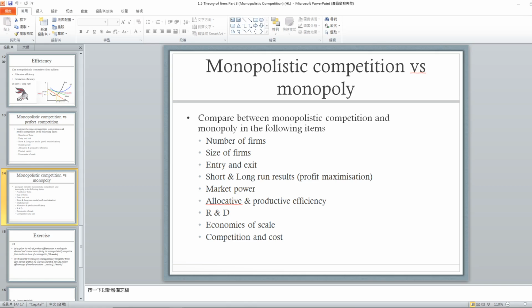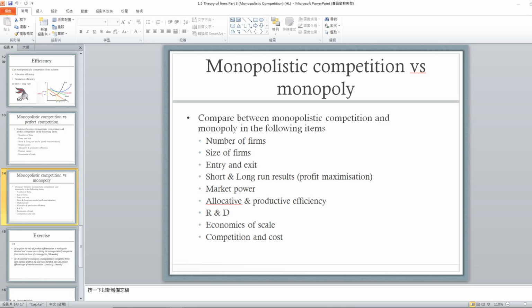So when we have monopoly, profit maximization, or more specifically, economic profit, most likely for both SR and LR. And yes, correct, in monopolistic competition, when you are earning economic profit, it is not sustainable. In the long run, it will go back to normal profit again. So this is the difference. Thank you.